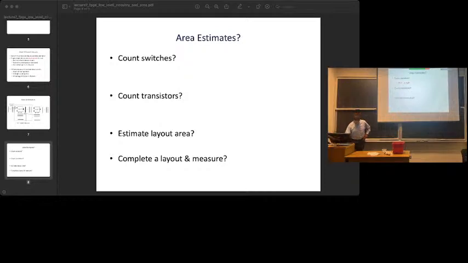But estimating layout area would be better still. Why? Because not all transistors are the same size. Some of the transistors, like the transistors in these SRAM cells controlling this, I can make very small, typically minimum size, because their speed is not important. They just sit there in the same state forever.